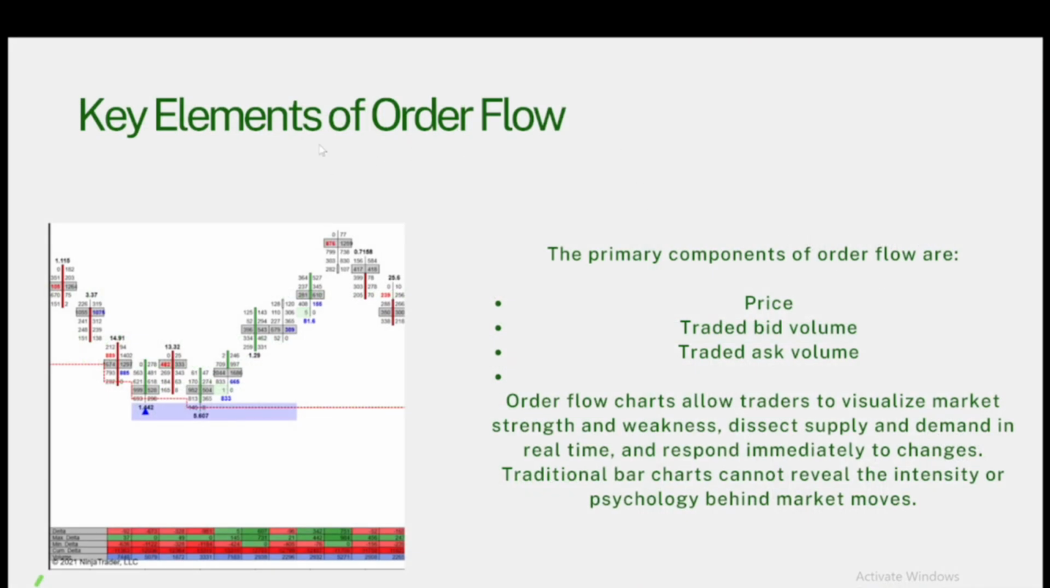So, what are the key elements of order flow? The primary components of order flow are simply price, the traded bid volume, and the traded ask volume. Combine it with the price here, and then you'll have a greater insight about what's happening. Order flow charts allow traders to visualize market strength and weakness, dissect supply and demand in real time, and then respond immediately to changes. Traditional bar charts cannot reveal the intensity or psychology behind the market moves, but order flow gives you a lot of insightful information that would help you in your trading career.